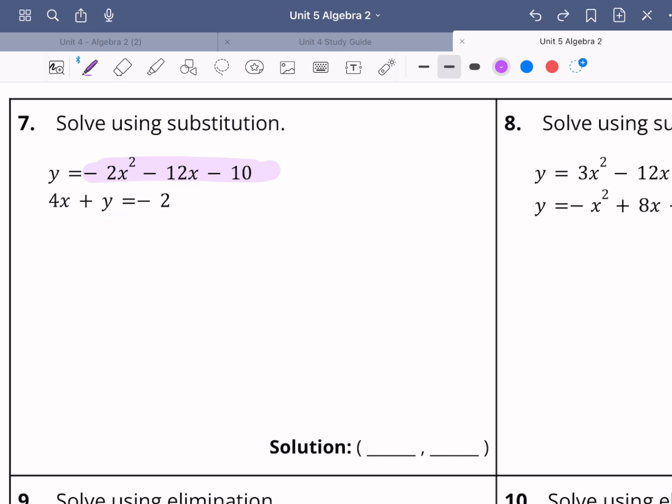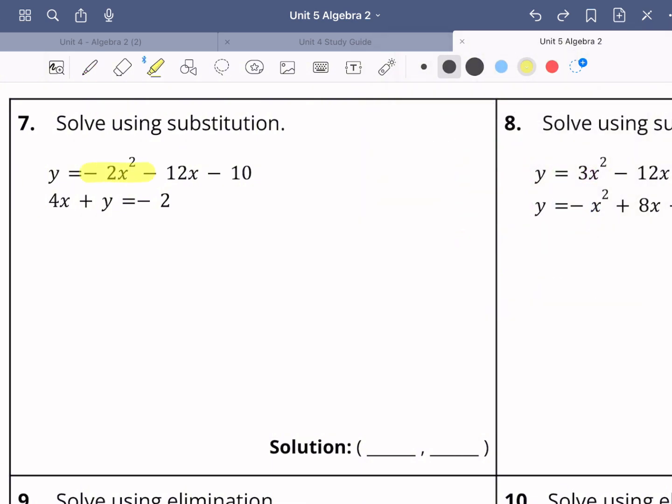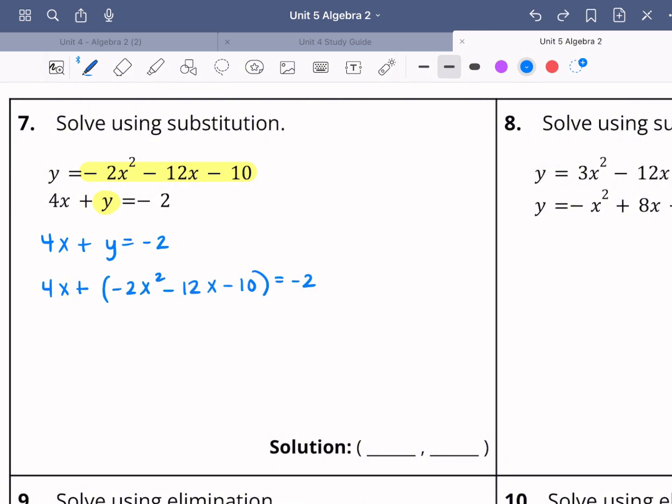Really doesn't matter which one you do, but I wanted to show you that both are an option and you'll get the same answer. But here's how I'm going to go about this. I'm going to take this quadratic and substitute it in for y in the second equation. I'm going to replace y, using parentheses, with that entire first quadratic where it said y equals. Now I'm going to start simplifying and solving.